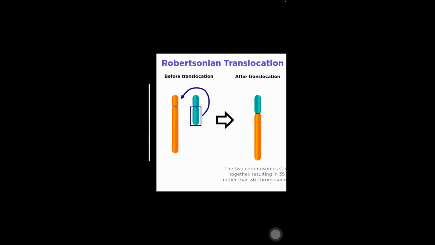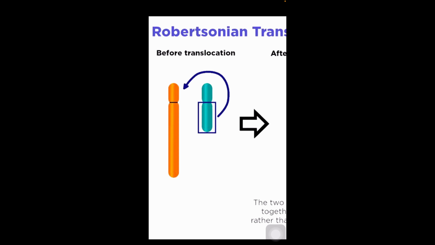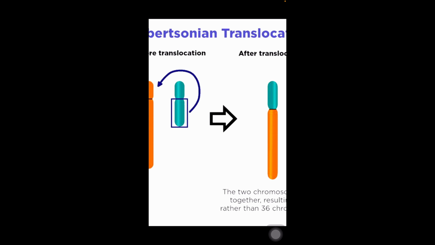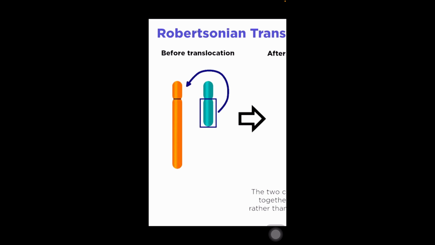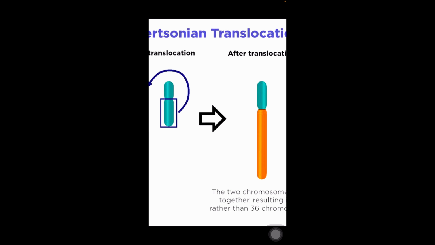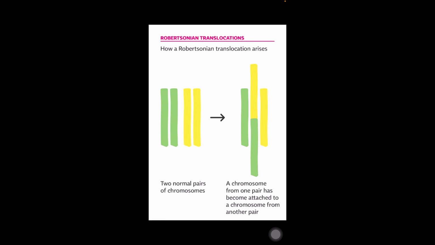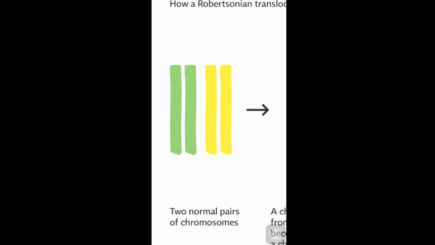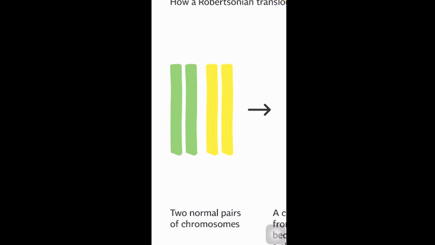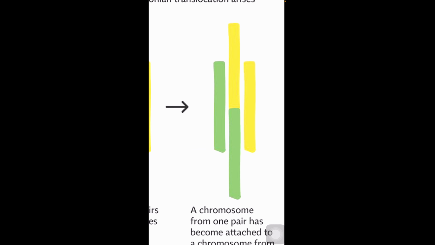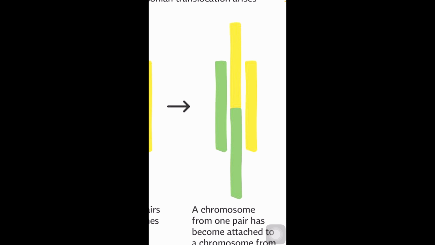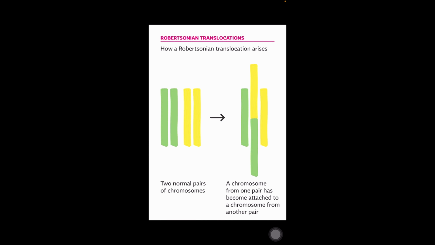Ladies and gentlemen, this is the chromosome before translocation and after Robertsonian translocation. It's like the 14 breaking off to join the chromosome 21. So this is how it arises. You have two normal pairs of chromosomes, and now one breaks off to join the other, 14 breaking off to join the 21.